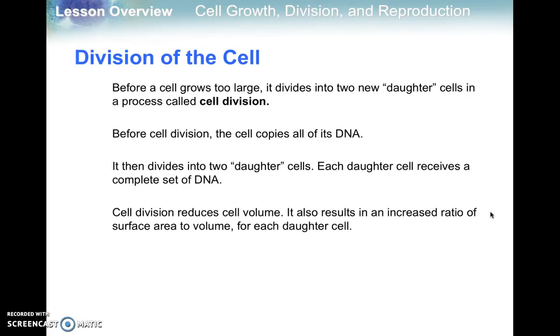So before a cell grows too large, it'll divide through a process known as cell division. Before cell division, you have to copy your DNA, and then it divides into 2 daughter cells. Each daughter cell receives a complete set of DNA. The cell division reduces the volume, and therefore there's an increased ratio of surface area to volume, which makes it much easier for transport to happen, and it makes it much easier for the DNA to handle the demands in the cell.